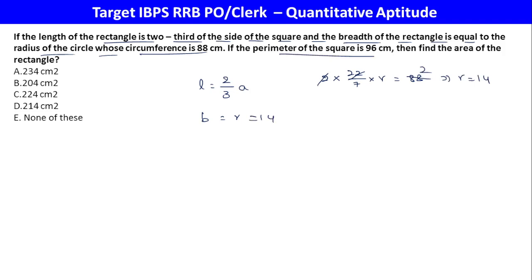Perimeter is 2 into (L plus B), and length plus breadth is 48. Breadth is already known, so length is 48 minus 14, which is 34. Find the area. Area is length into breadth, 14 into 34.